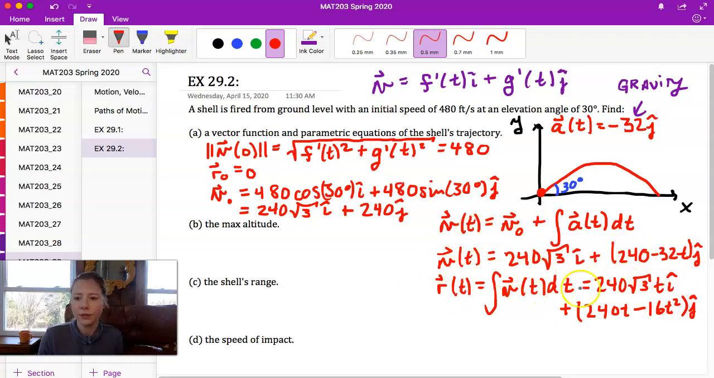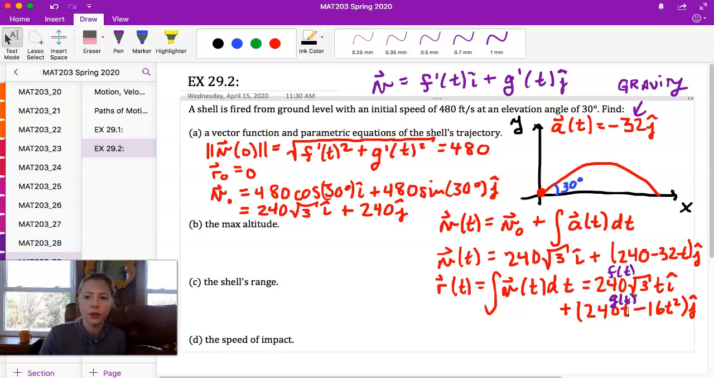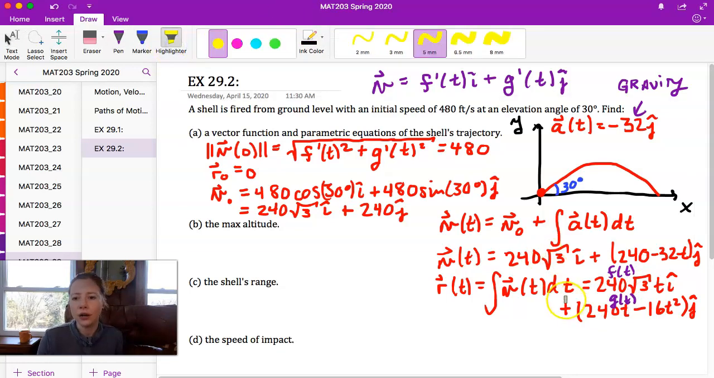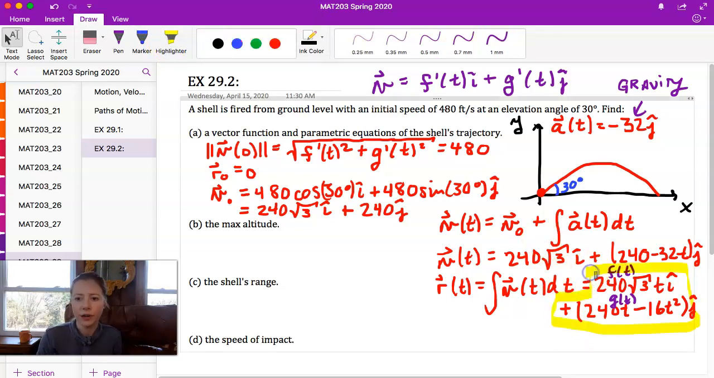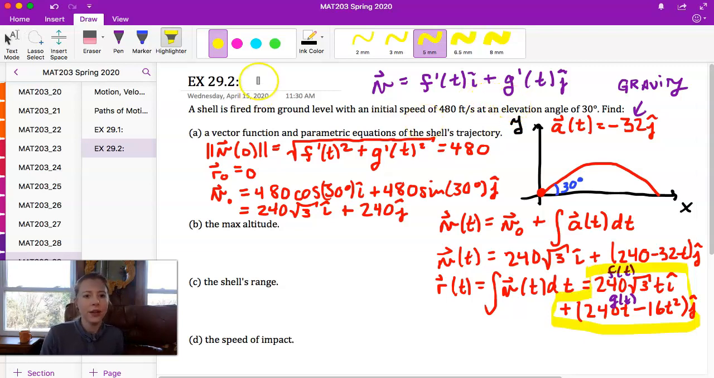Okay, and so this would be x of t, this would be our function for y of t. So this would be our f of t, for example, this piece right here. And this piece down here would be our g of t. All right, so that is that part. Box around it. Next, we need to find the max altitude.